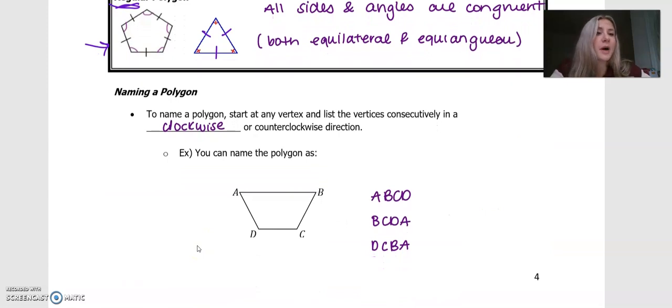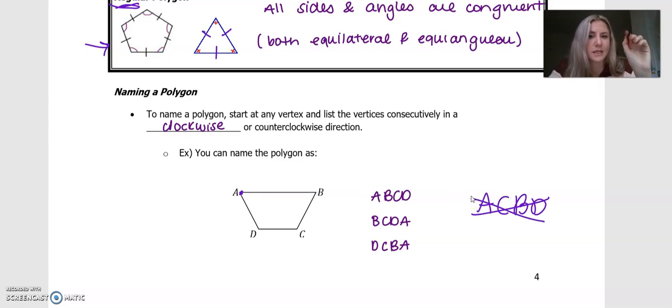When we name a polygon, you just pick any vertex, which is a point, a corner, and you either go clockwise or counterclockwise. You just have to go in order. So I can call this polygon A, B, C, D. I could call it B, C, D, A. I could start at D and go backwards, D, C, B, A. I just can't jump around. I can't go A, C, B, D. Can't do that. It has to be consecutive.